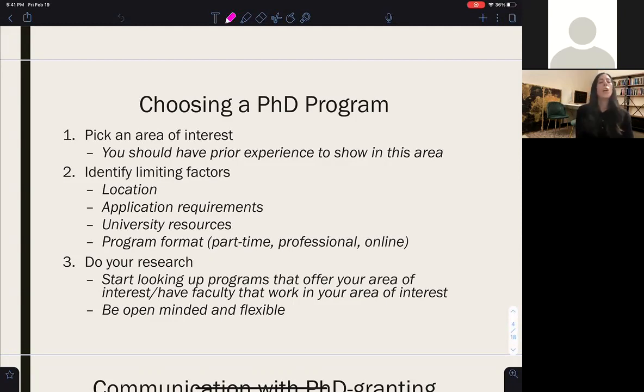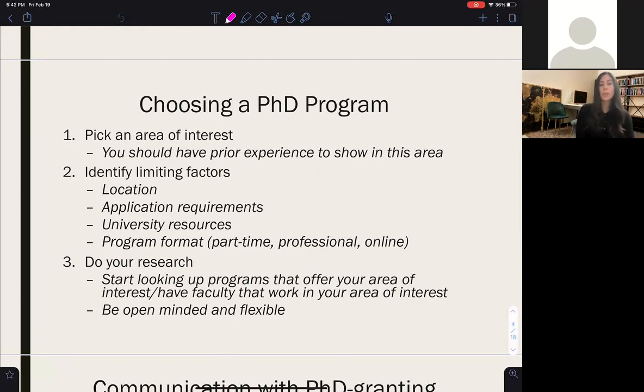Okay. Now there are a lot of different program types. A lot of programs are going fully online, and even more so now due to COVID. So if that's something that interests you, you might want to look into online programs. There are also professional programs and part-time programs, depending on what career choice or track you're interested in. These are all different types of programs that you might want to look into and see what works for your life. So for example, if you work full-time and you do not want to give up your full-time job to pursue a PhD, you might want to look into a professional program.